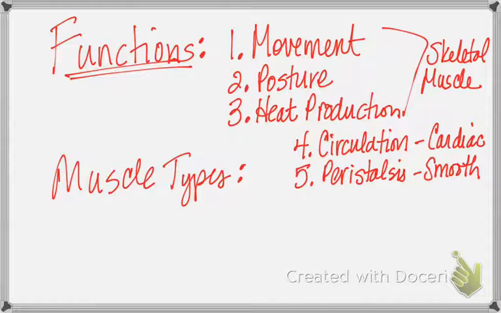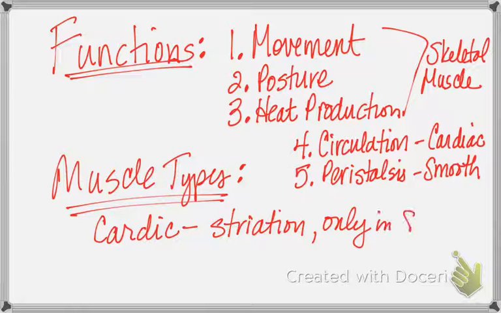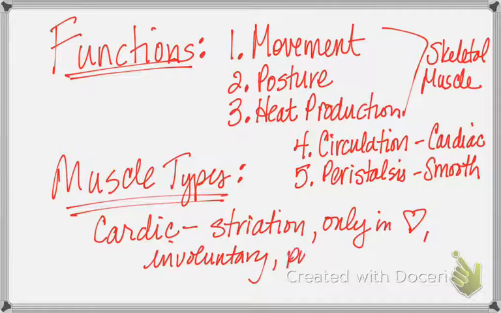Muscle types. What are our 3 types of muscles? Let's go cardiac first. What do you know about the cardiac muscle? It's got striations. It's only found in the heart. It's involuntary. It pumps, so it achieves a pumping action.